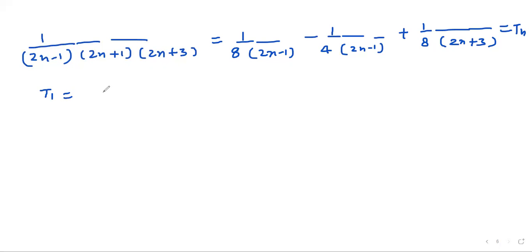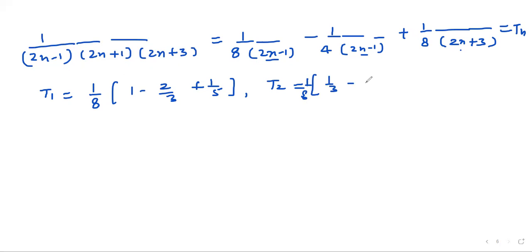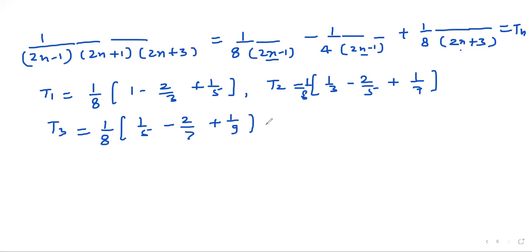So t1 will be 1 upon 8 times, here we write 1, here 1 and 1. So we will get 1 minus 2 by 3 plus 1 by 5. Then we find t2. T2 will be equal to 1 upon 8 times 1 upon 3 minus 2 by 5 plus 1 upon 7. Next, we write T3, 1 upon 8 times, it will give 1 upon 5 minus 2 by 7 plus 1 upon 9. And so on.